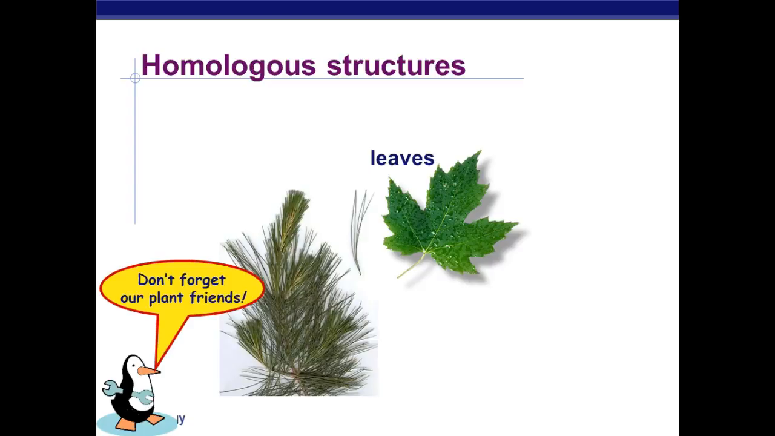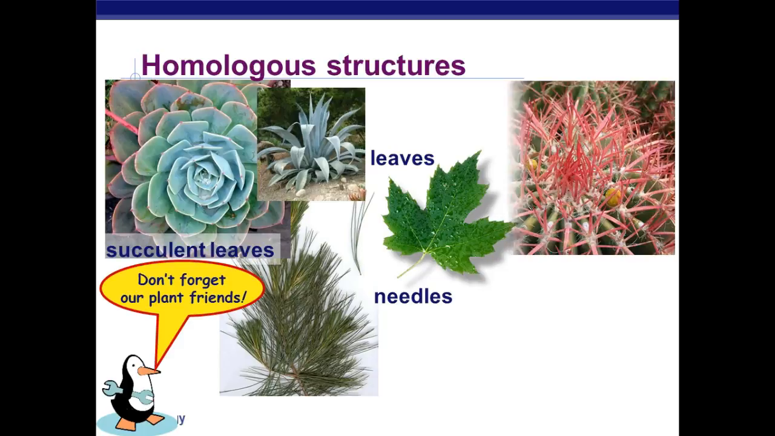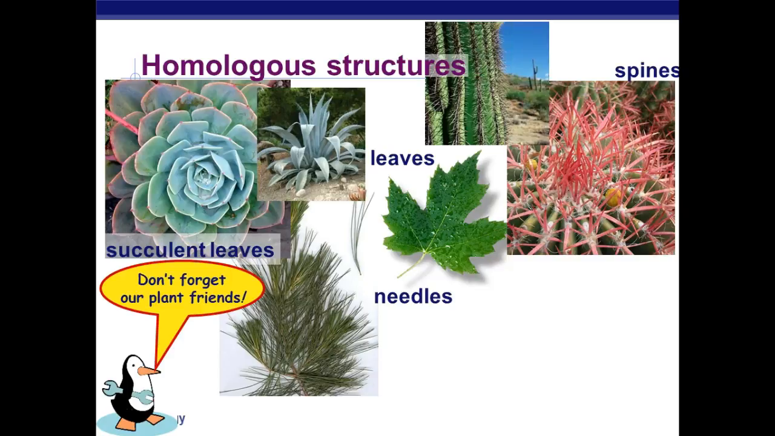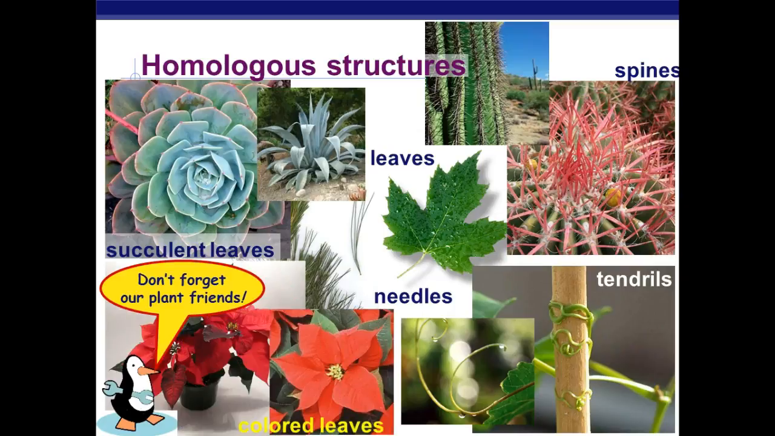Homologous structures also exist in plants. The leaves of deciduous trees like maple, the needles of coniferous trees like pine, the leaves of succulent desert plants like aloe vera, the spines of cacti. All of these are modified leaves from an ancestor plant. So it all comes from a common ancestor, but it's now adapted to different purposes. That is a homologous structure, and it's evidence of descent from a common ancestor. Even the tendrils of these vines are modified leaves. The colored petals around flowers, too.